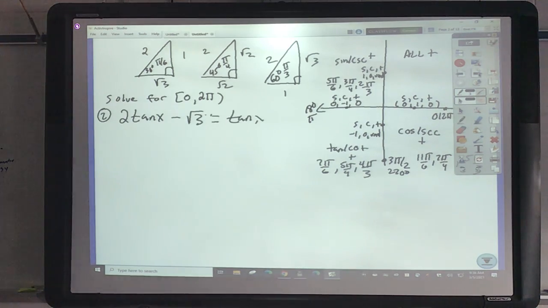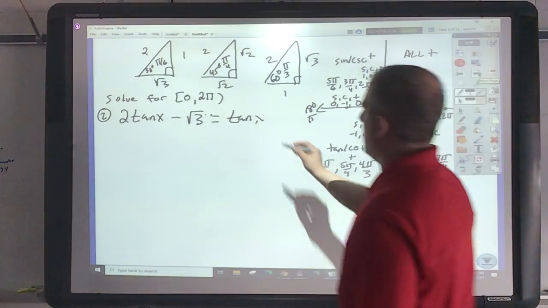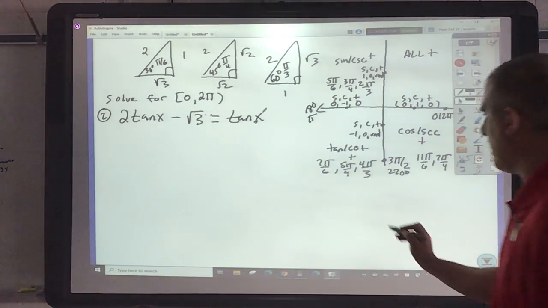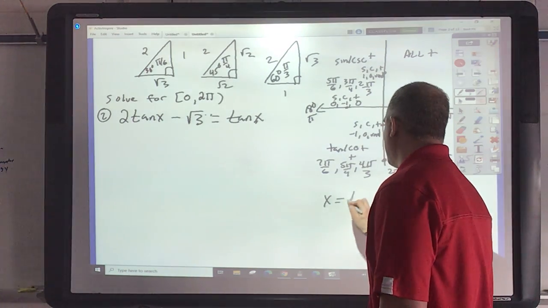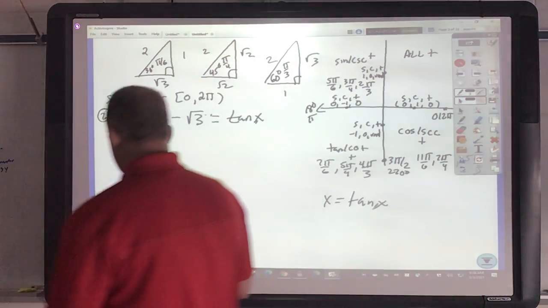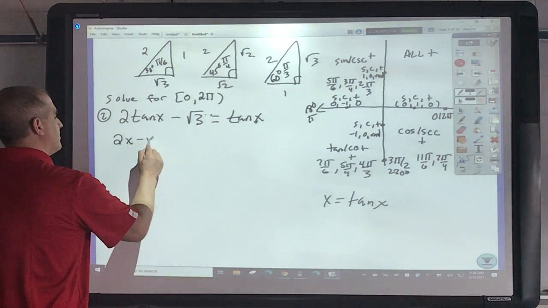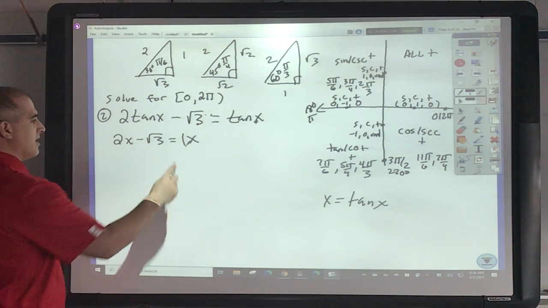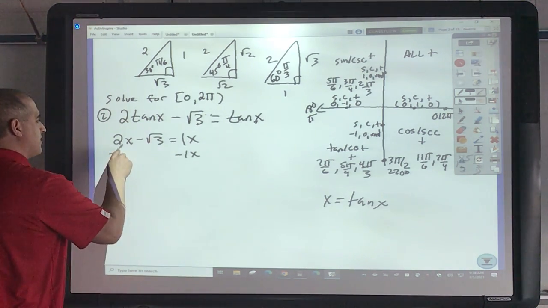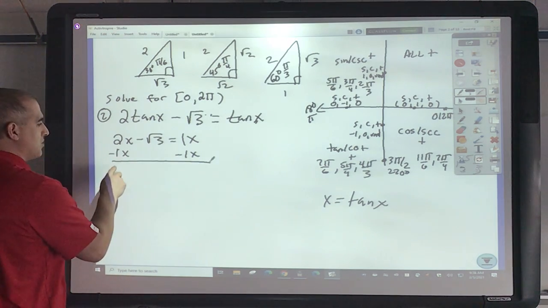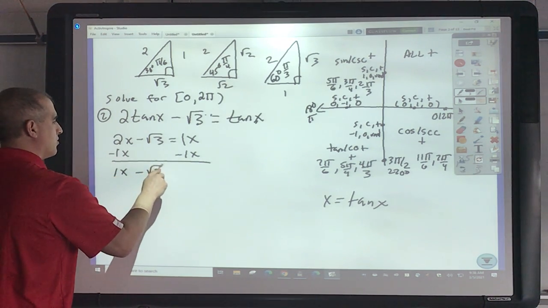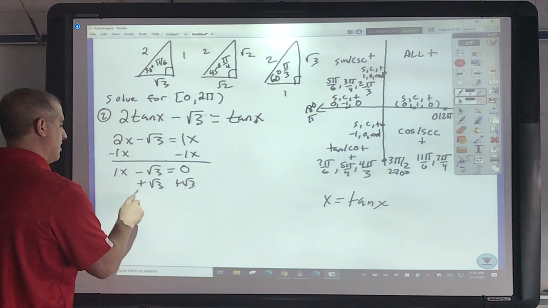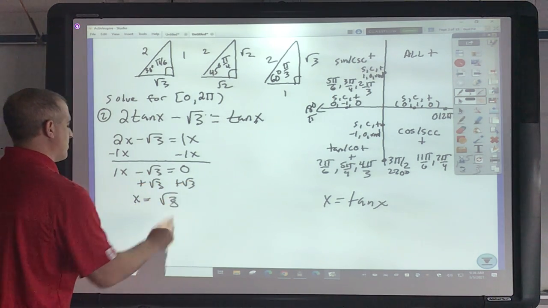Let's do another question. So I got 2 tan x minus square root of 3 equals tan of x. So once again, I'm going to sub out x for tan of x. So I got 2x minus the square root of 3 equals 1x. So let's go ahead and solve here. I'm going to subtract 1x. A lot of different ways to do the problem. So I got 1x minus the square root of 3 equals 0. Add the square root of 3, so x equals the square root of 3.